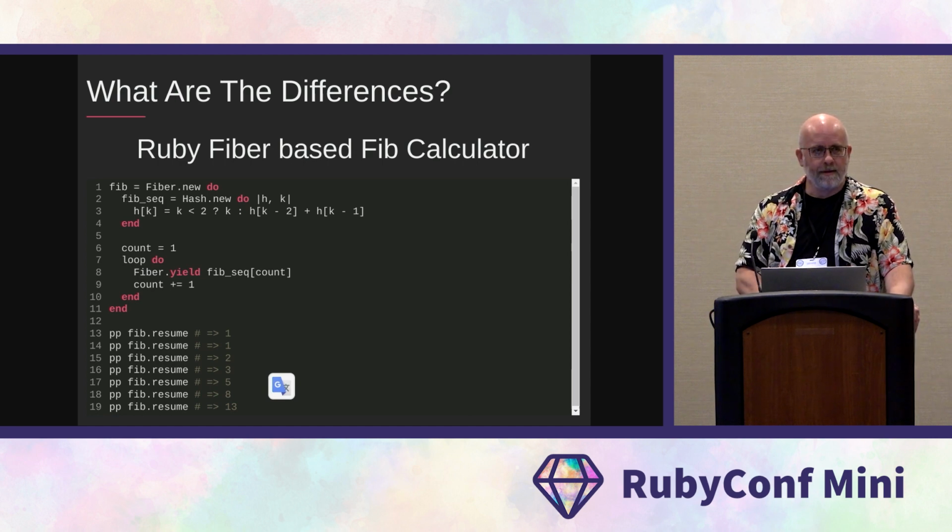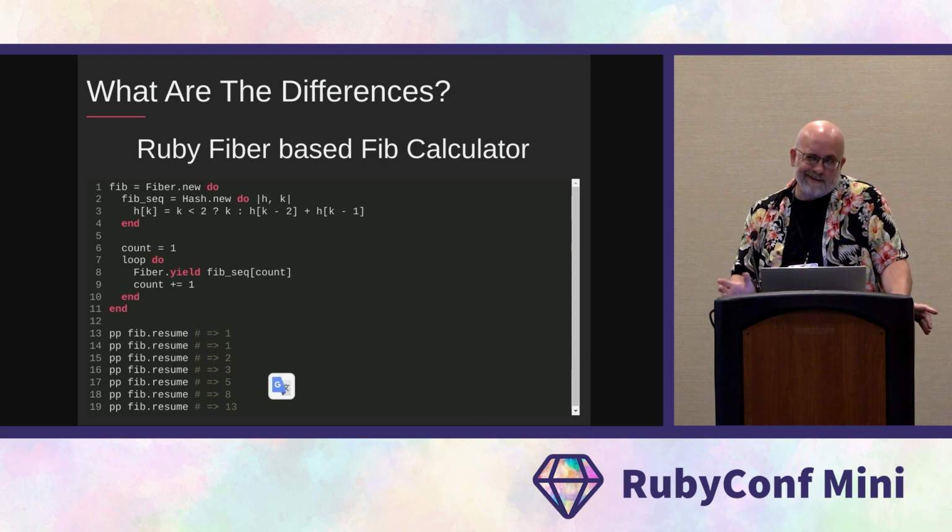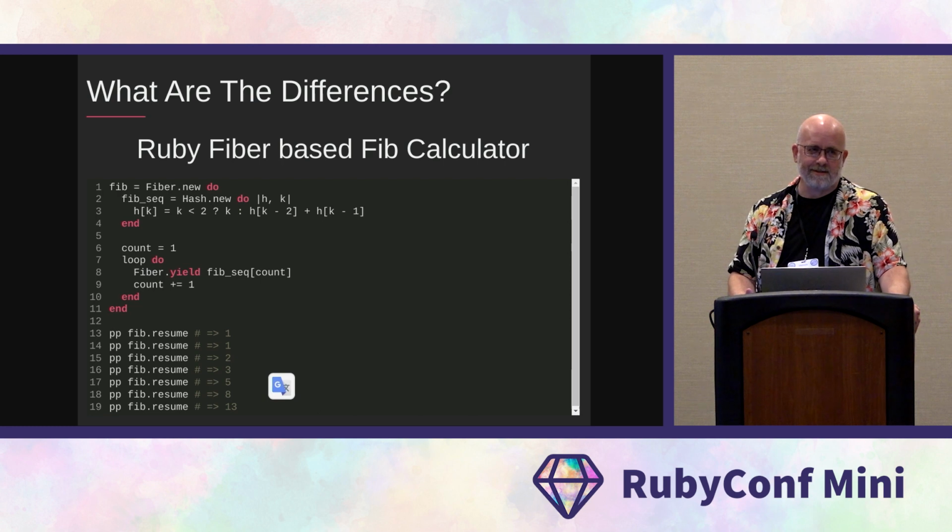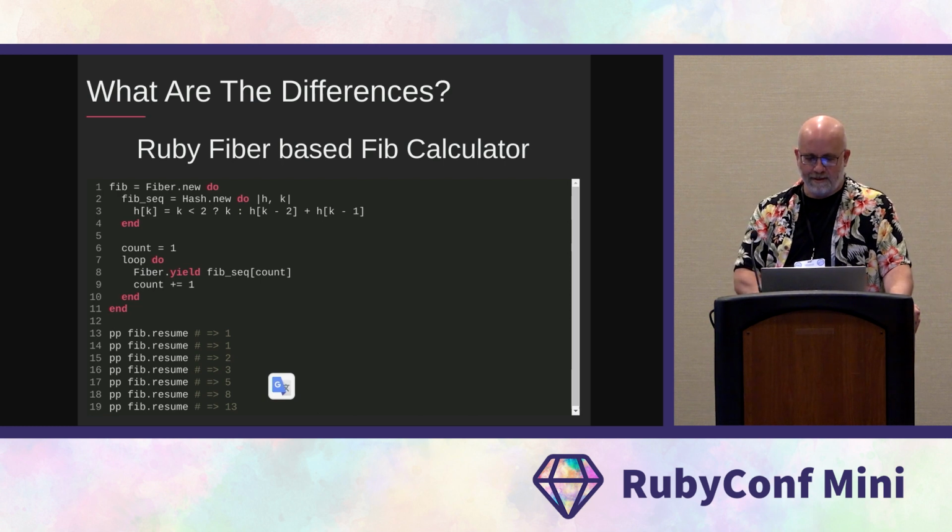I guess with Ractors you're using multiple CPUs. Yeah. And I didn't do a Ractor example, mostly because I ran out of time to pull one together. But nobody's really using Ractors yet anyway, because there's still some growing pains there.